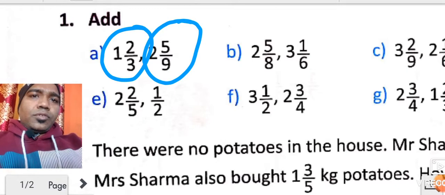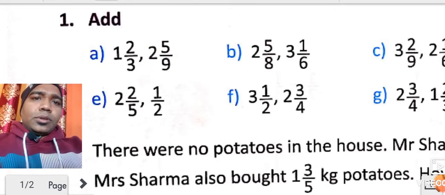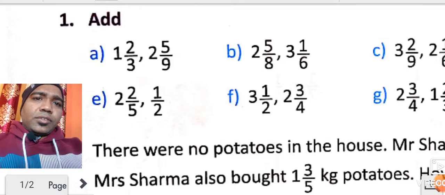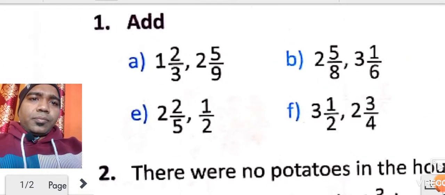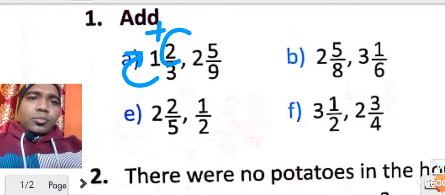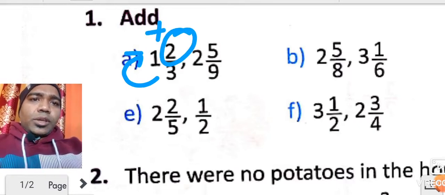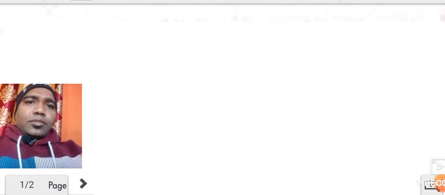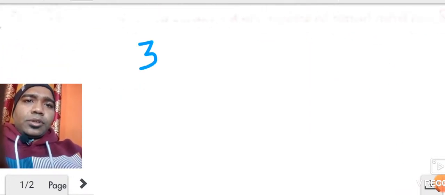Got it? So first, what do we have to do? We have to change the mixed fraction into an improper fraction. You already know how to do that. What do we usually do? Suppose in a mixed fraction this 3 into 1, this part we multiply, and then we add the numerator part, isn't it? So 3 into 1, how much do we get? 3 and plus 2.